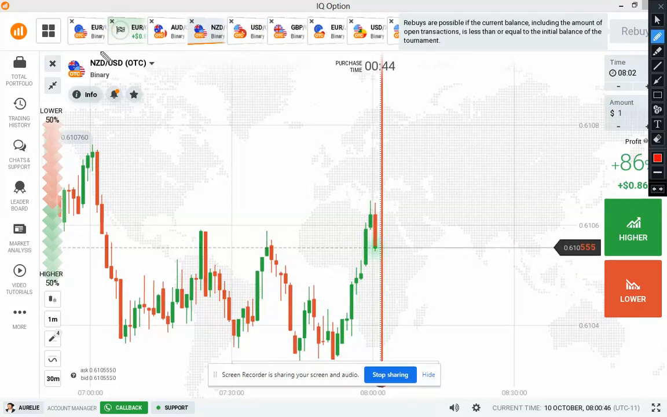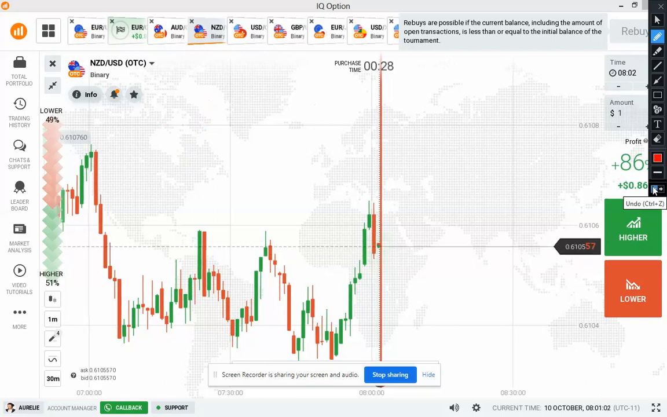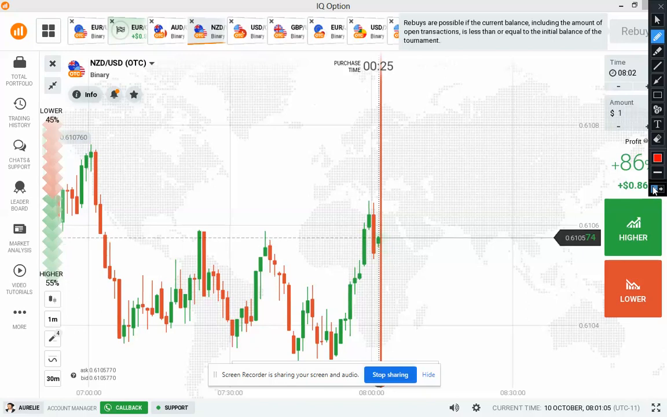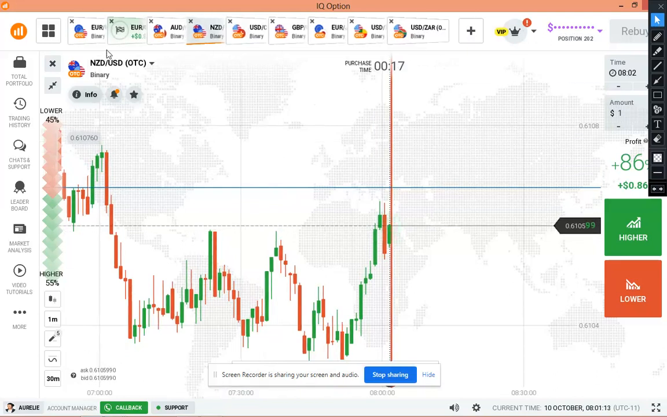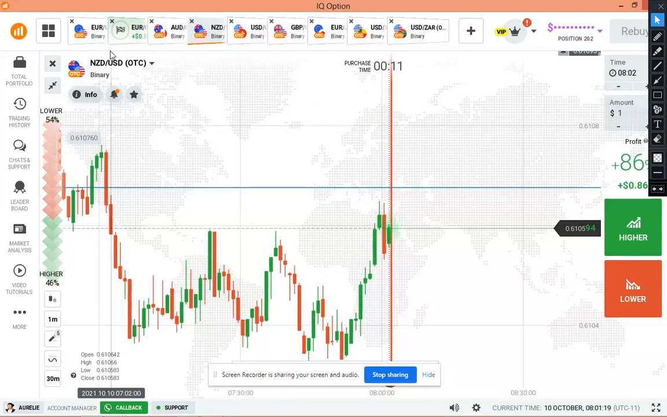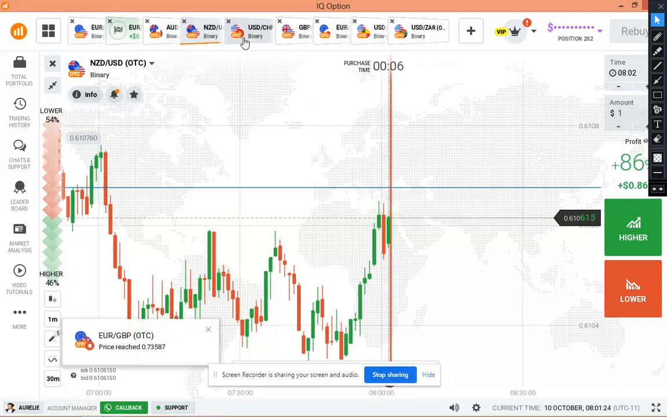But in the real market, most of the time, if you place a put on Euro USD, USD CHF will be a call. So most of these candles move differently because of currency correlation in the real market, but in the OTC market, there's nothing like that. There's nothing like that on OTC markets. So even though this is a put option, Euro USD must also be a put option.